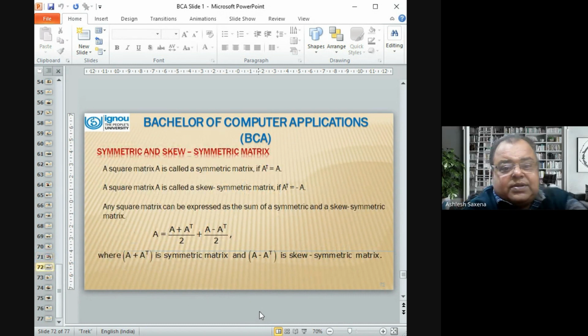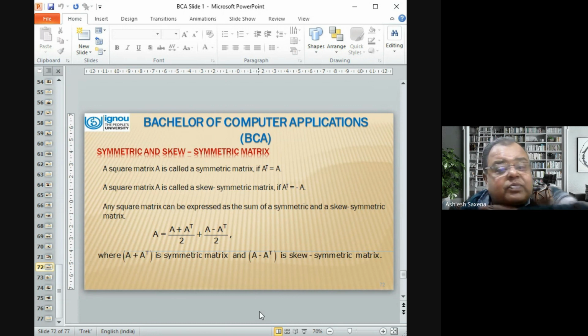Then comes symmetric and skew-symmetric matrix. As you are aware of transpose, we will be using the properties of transpose. A square matrix A is called a symmetric matrix if, remember the condition, you have to remember the condition only, A transpose is equal to A. This is called symmetric. And in case of a skew symmetric matrix, A transpose will be equal to minus A.